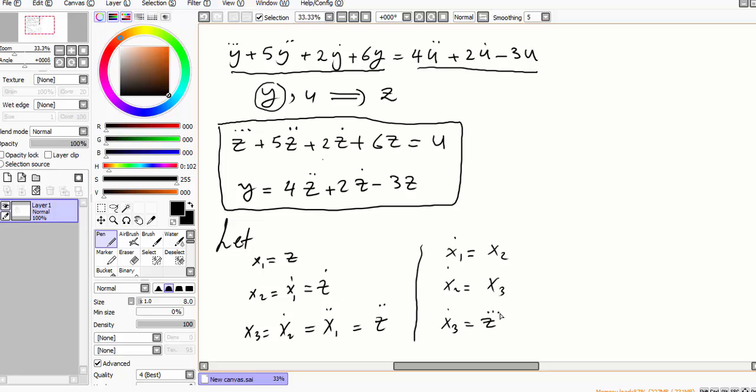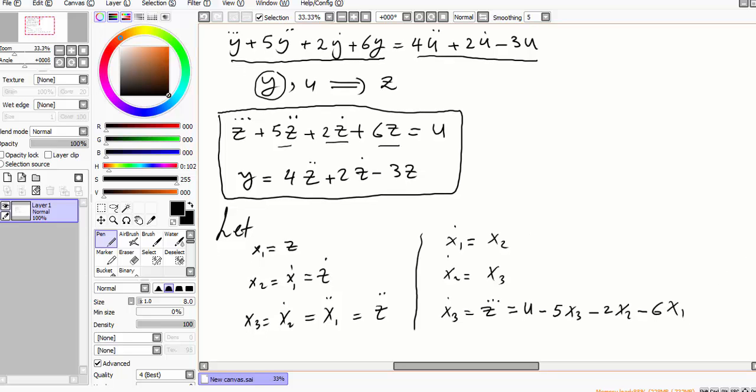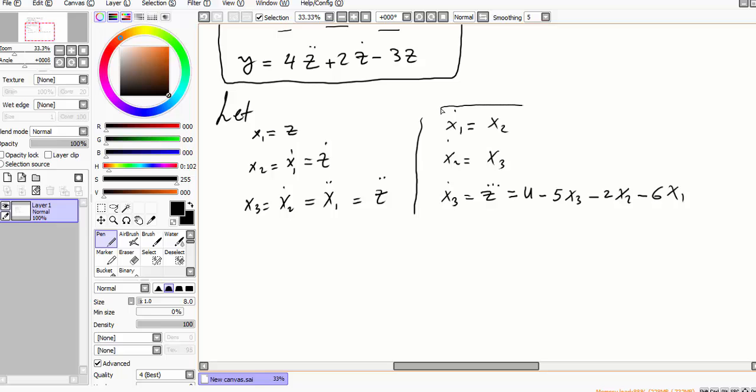So we take this and this and this to the right hand side, so it will equal u minus 5 z double dot, and z double dot will equal x3. So minus 5 x3, minus 2 z dot, which is x2, and minus 6z, and z we defined as x1. So we get these three nice equations, all these three.